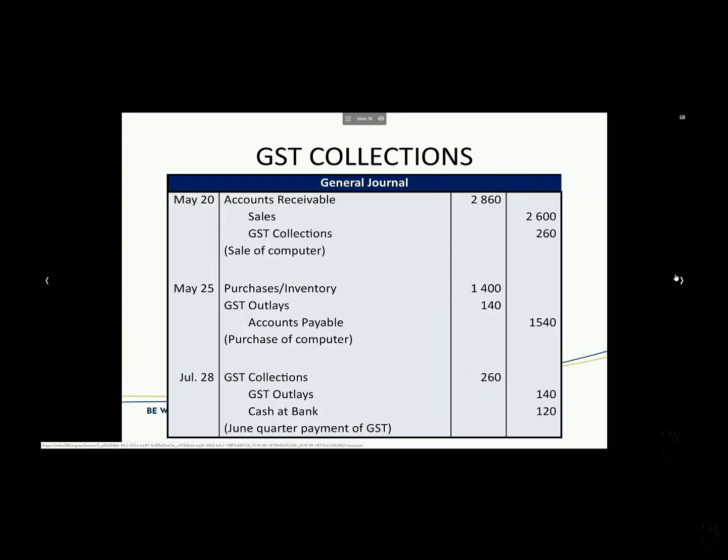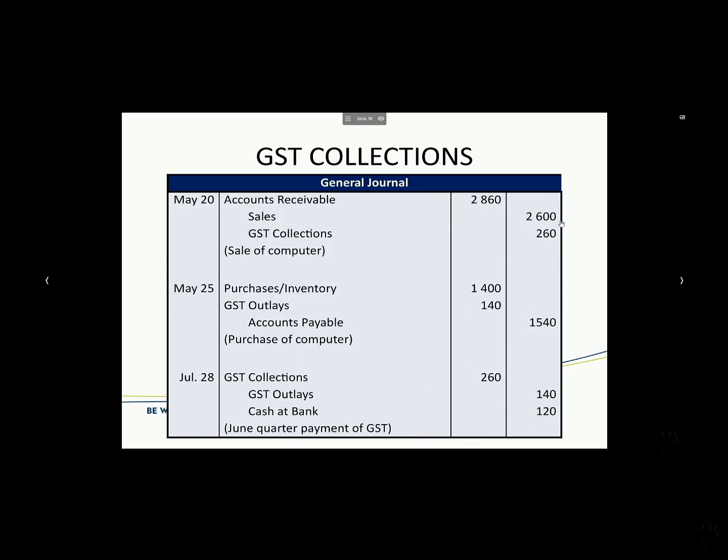We talked about statutory obligations before, and GST Collections is one of those. And when a sale is made on credit, the accounts receivable amount includes GST. Okay, it's paid by the purchaser.